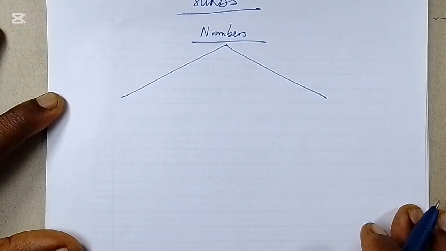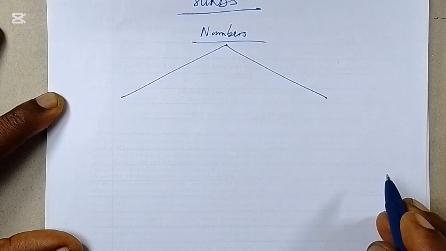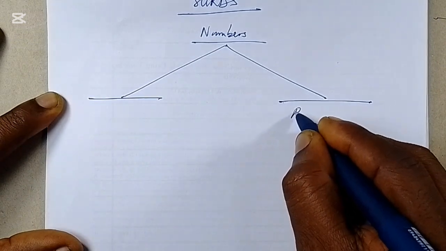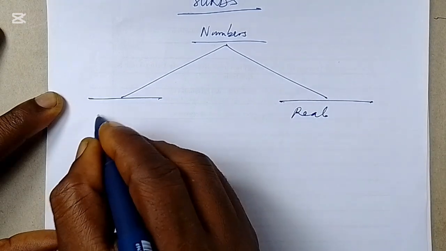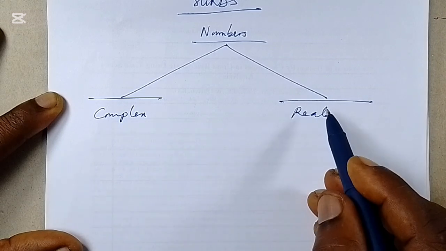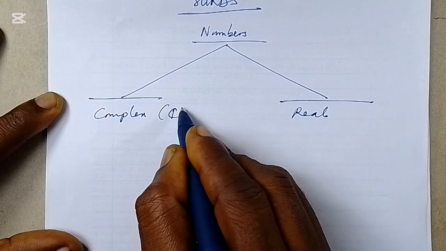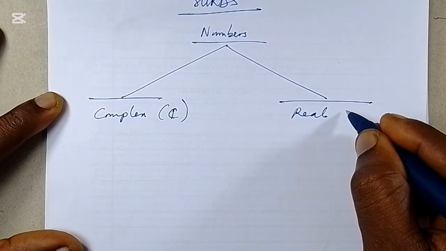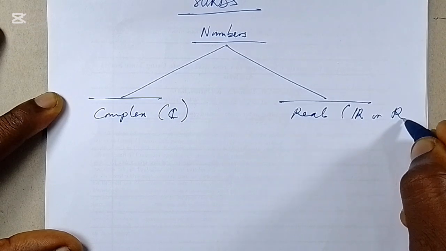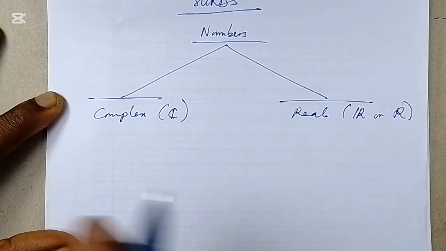A number system generally is categorized into two broad types, and under numbers we have numbers that are called real. If a number is not real, it is complex. So we have the complex number system and the real number system. Please take note that the complex number system is represented with a C, while the real number system is written with this symbol R. There are two number systems under numbers as a whole.